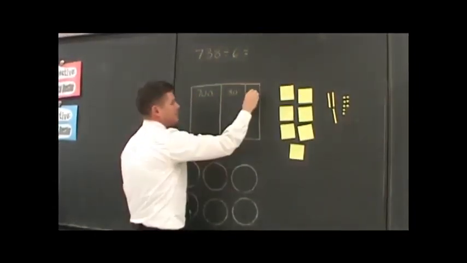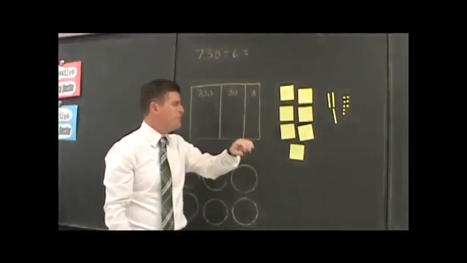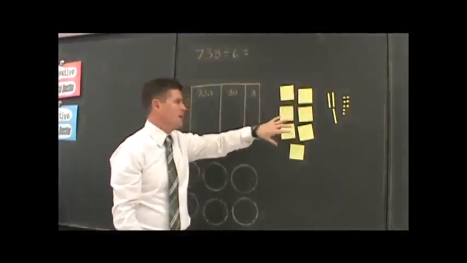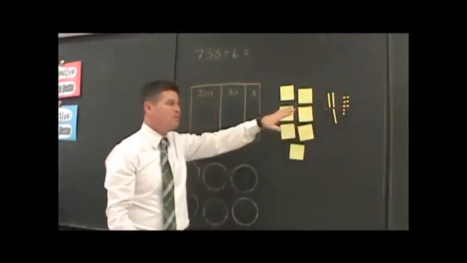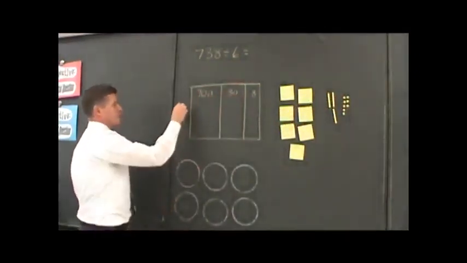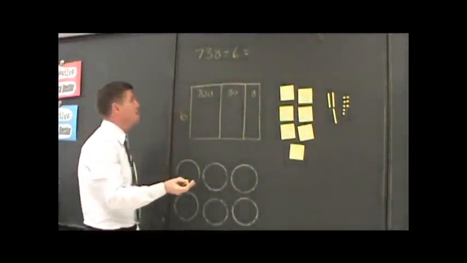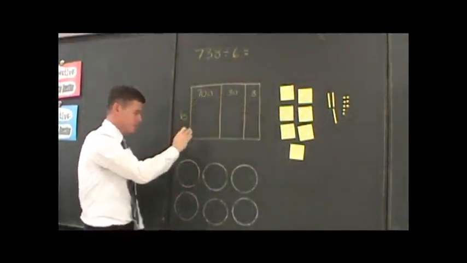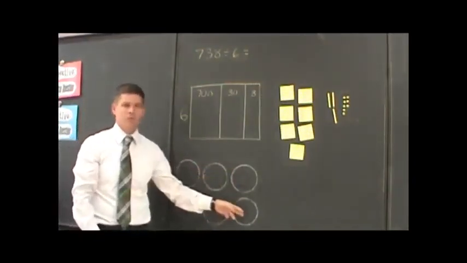tens, and ones. Now at first, many of the students will be utilizing models. In this particular case, we're using place value models, where they will demonstrate 7 100s, 3 10s, 8 ones. Now what the students need to think about is what they are going to divide it by. So we're looking to see how many groups we're dividing 738 into. And in this particular case, we're looking to equally share amongst 6 different groups.